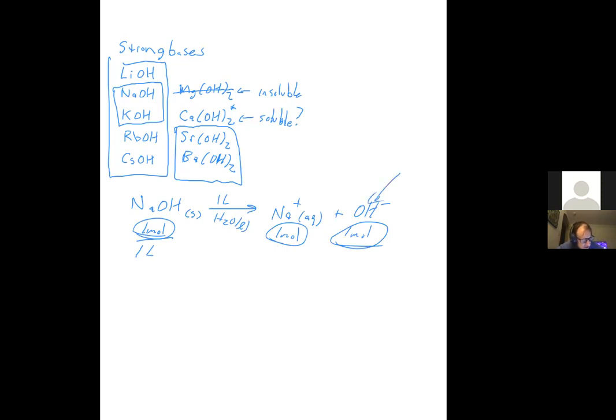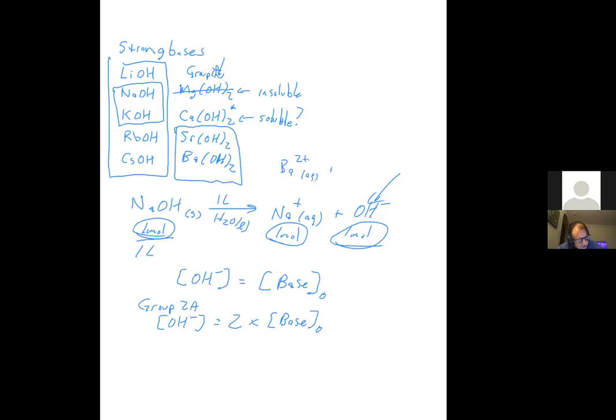And there's our hydroxide. So what we can do is say the concentration of hydroxide is equal to the initial concentration of the base. So if you know the initial concentration of the base, you know the concentration of the hydroxide that forms from it. With the exception here, with these ones, you get 2 to 1. So for column 2, or group 2A, the concentration of hydroxide is actually 2 times the initial concentration of the base. It's twice as much, right? Because it just dissolves into 2, right? You get barium plus 2 hydroxides. You get the same amount of metal, but you get twice as much hydroxide.